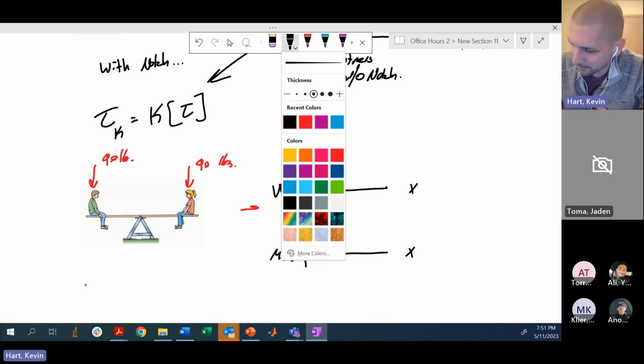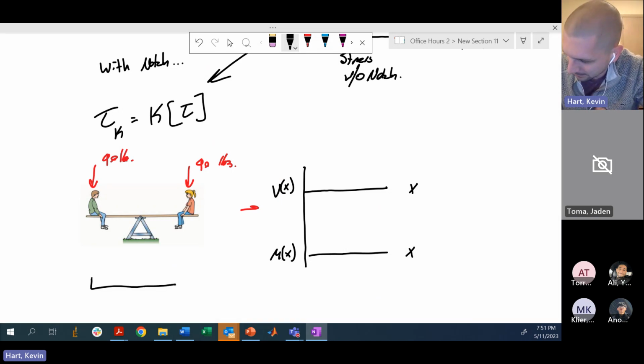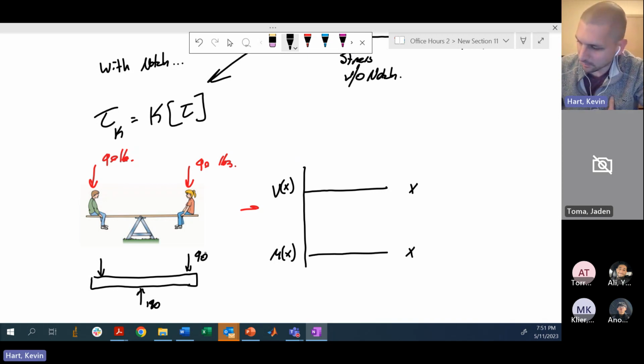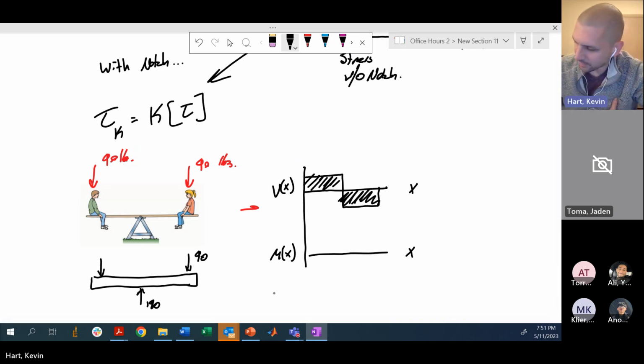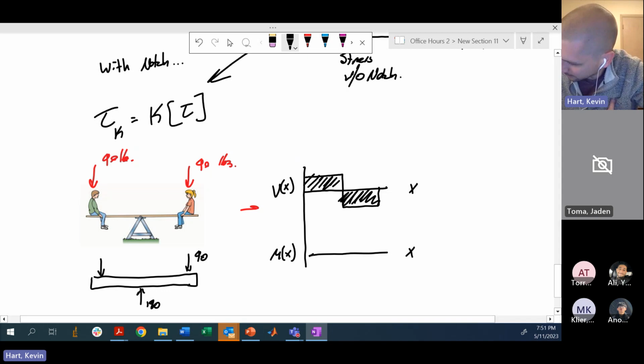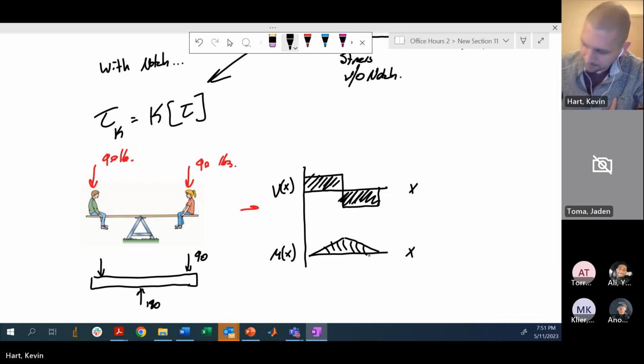Well, the free body diagram is going to look something like this. There we've got this 90. This is going to be 180 to balance everything out. Okay. So your shear diagram is just going to look like this. And then your bending moment diagram will look like this in this case. Got it?